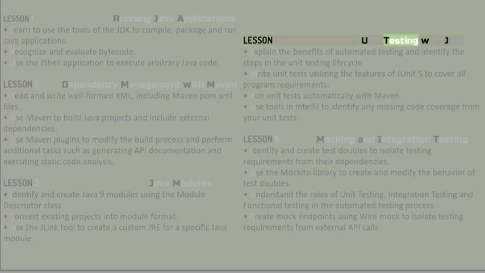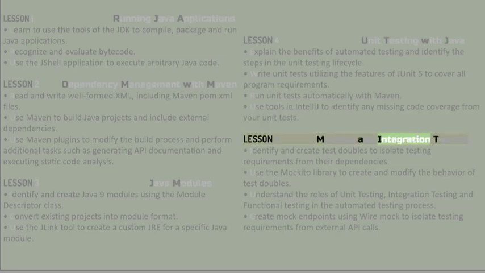Lesson 4: Unit Testing with Java. Explain the benefits of automated testing and identify the steps in the unit testing lifecycle. Write unit tests utilizing the features of JUnit 5 to cover all program requirements. Run unit tests automatically with Maven. Use tools in IntelliJ to identify any missing code coverage from your unit tests.